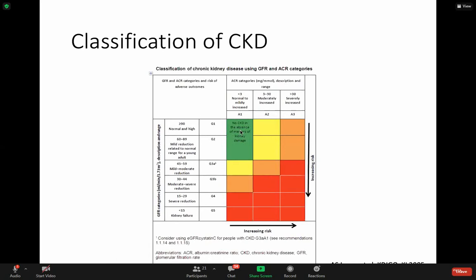So this is we don't call it CKD, because I require that when I have stage 1 and stage 2, I only call it stage 1 and stage 2 if I have albuminuria or structural changes or hematuria. So as you notice here, it is not CKD because there are no structural changes. Okay, and usually the prognosis here is okay, great.